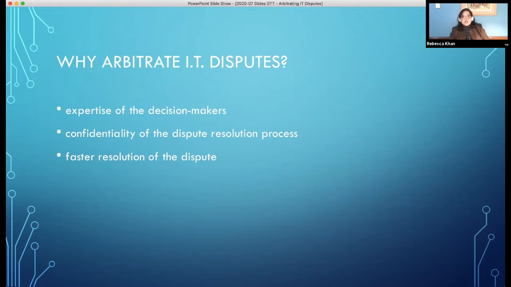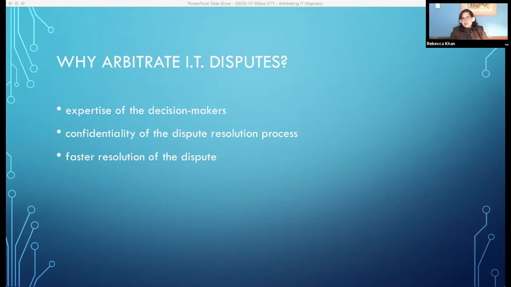Okay. So now that we've looked at what arbitration is and what its key features are, let's examine why arbitrate IT disputes. So arbitration is an ideal form of dispute resolution for IT disputes. I'd like to highlight these three reasons, which we briefly touched upon earlier when we were looking at key features. So first is the expertise of the decision makers. IT contracts, by their nature, are very technical, requiring familiarity with the kinds of processes or deliverables involved, and not everyone has that expertise.